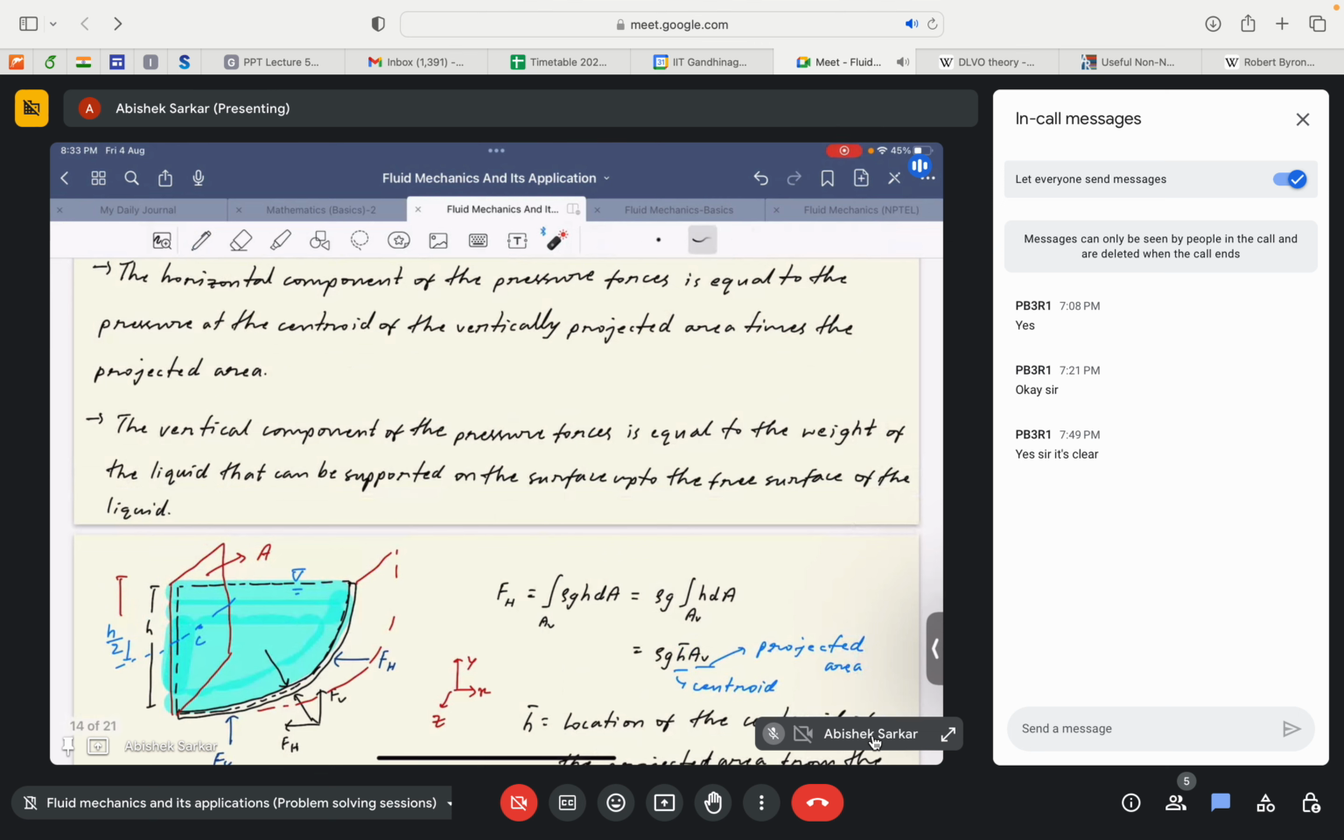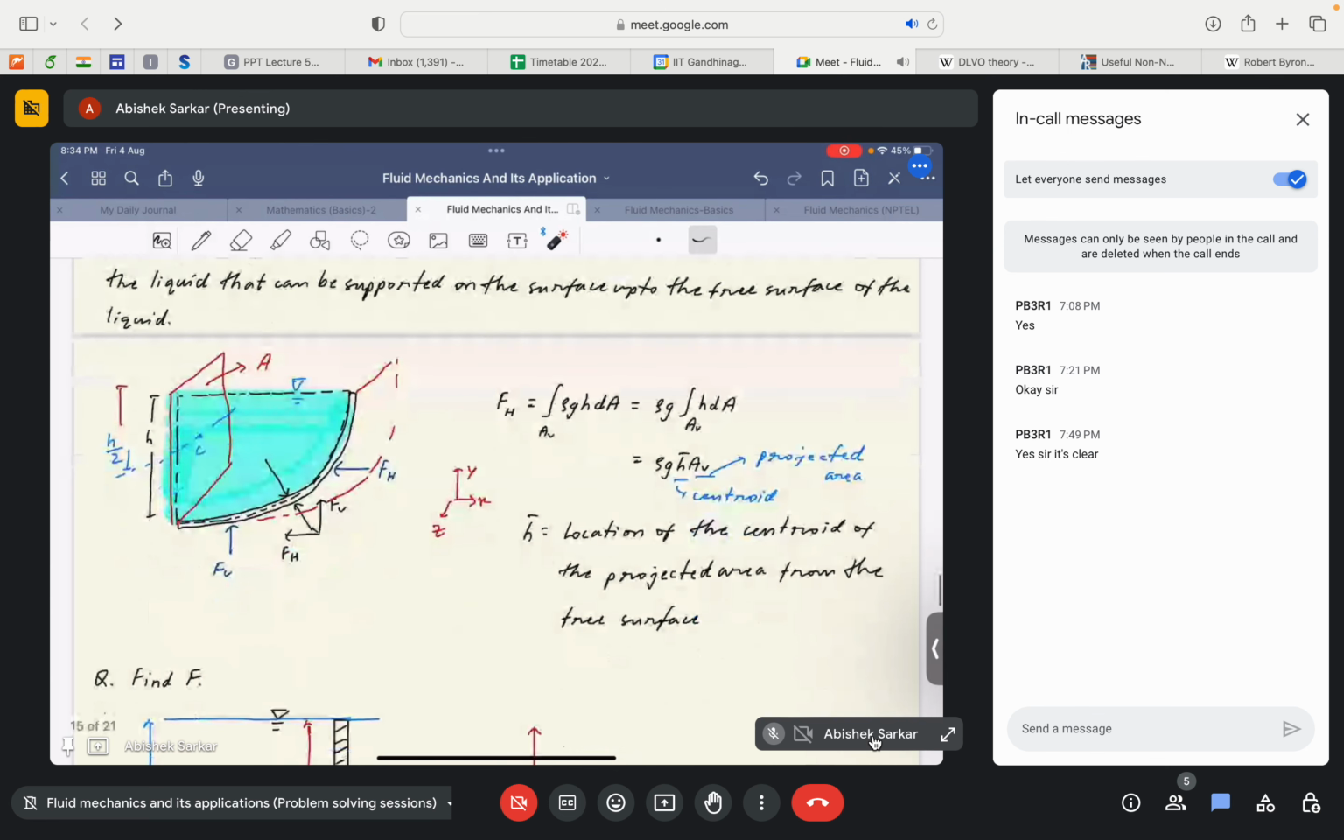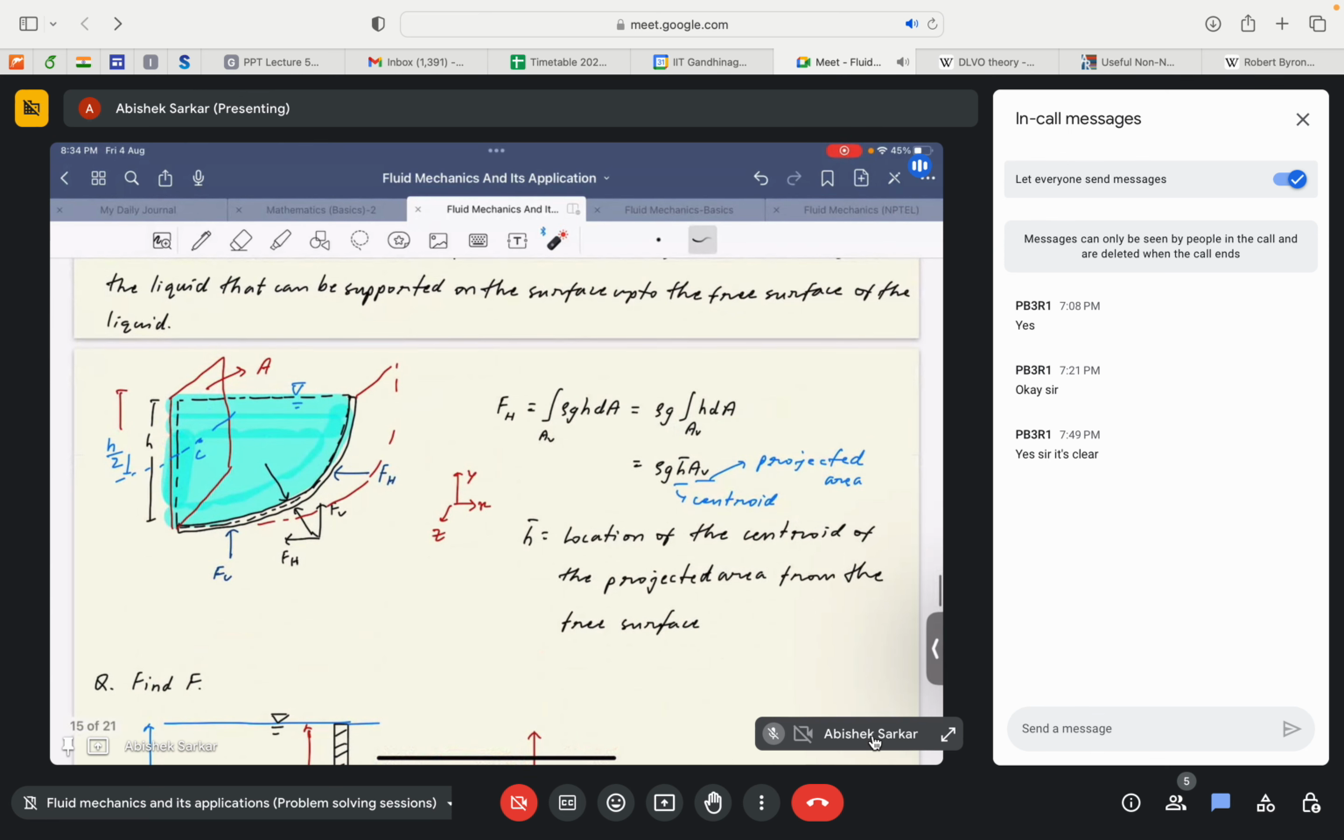And similar to the horizontal component, the vertical component of the pressure forces is equal to the weight of the liquid that can be supported on a surface up to the free surface of the liquid. So the vertical component of the net force will be equal to the weight of the liquid that is being contained within this container up to the free surface. So the weight of this volume of liquid, this highlighted red one, will be equal to FV. So FV will basically be equal to W.